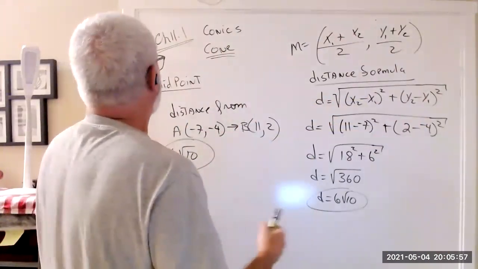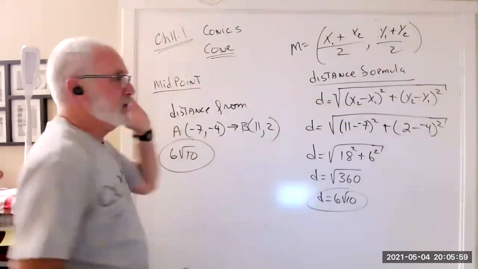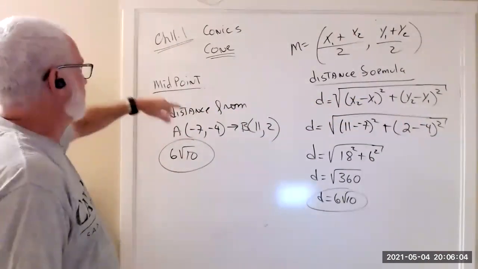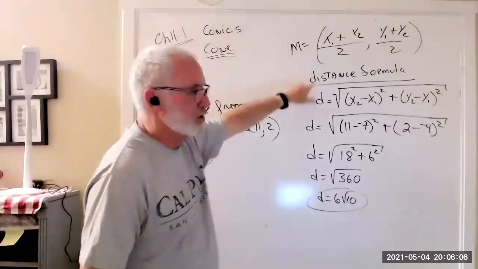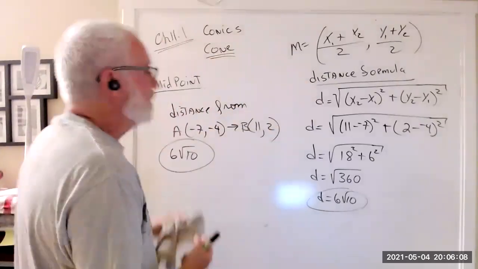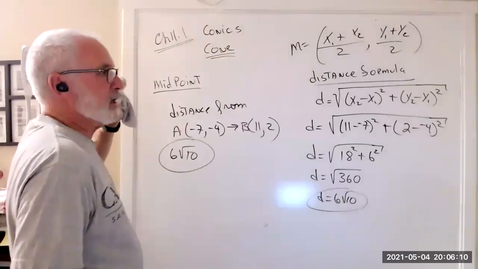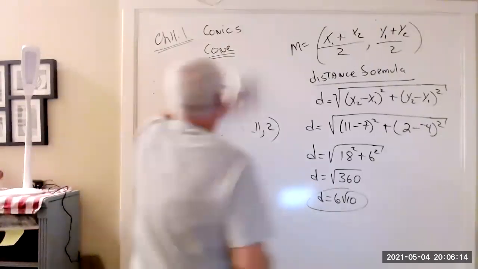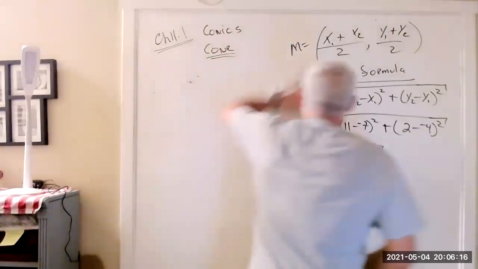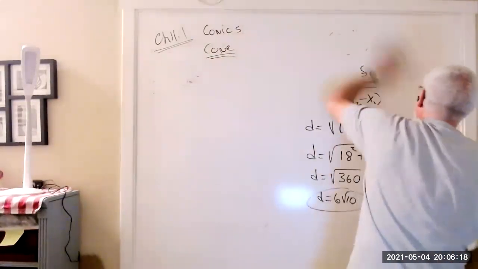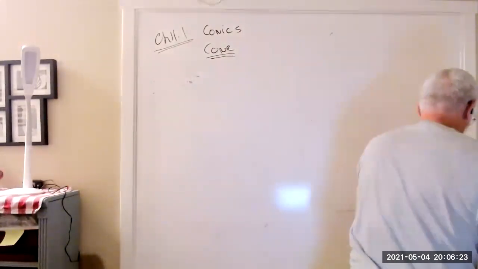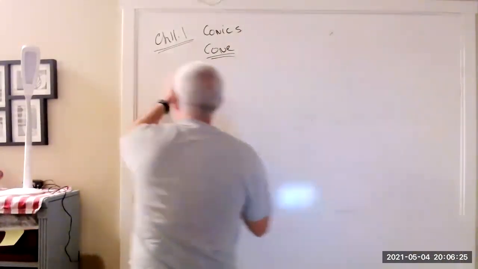Okay, so in section 11.1, I need to erase the board here. We have the first two topics we talked about was the midpoint formula and the distance formula. Now I need to erase. Anybody gonna yell at me? No. So the next topic we're going to go to is a circle.